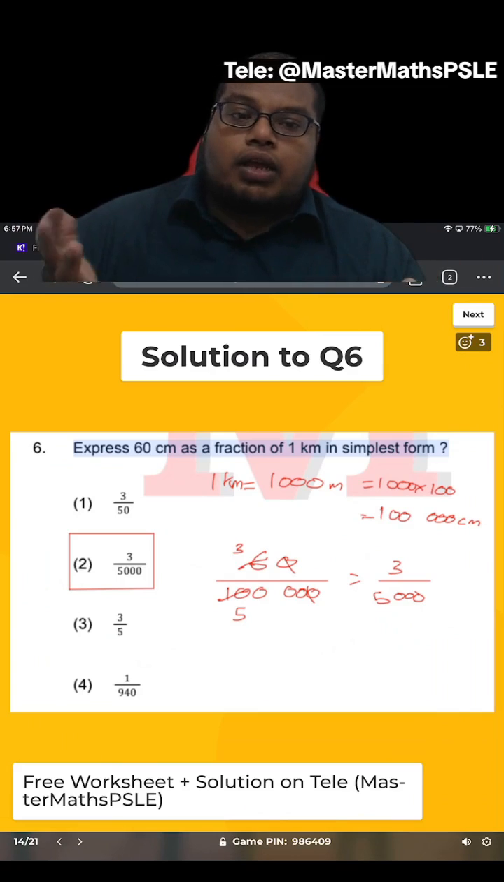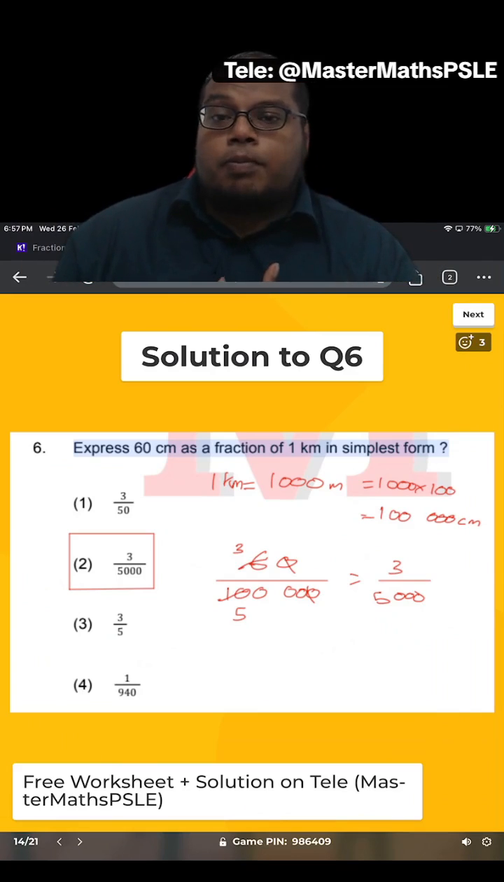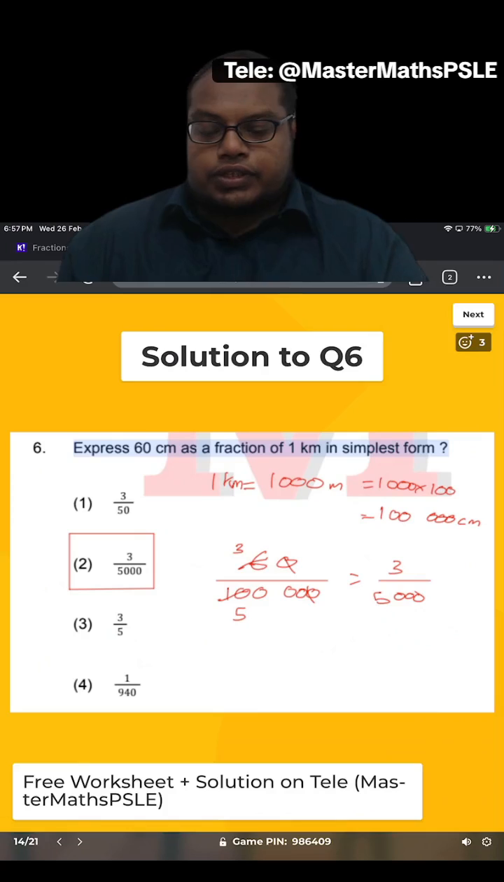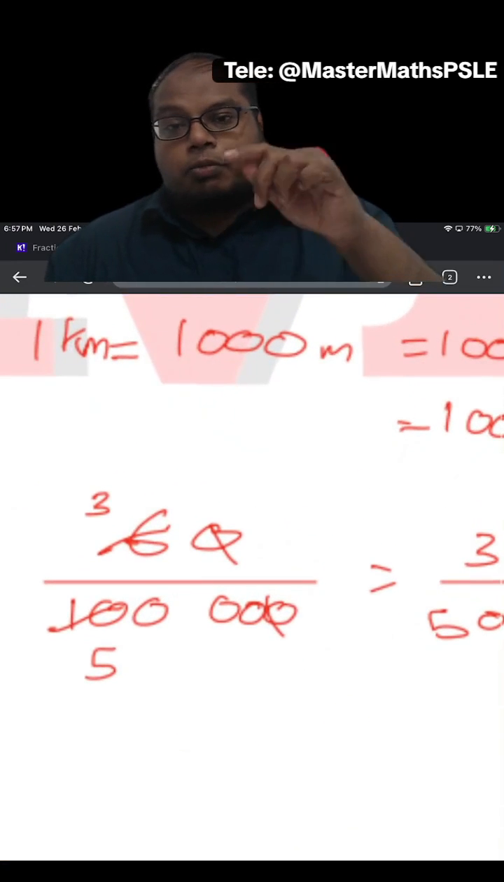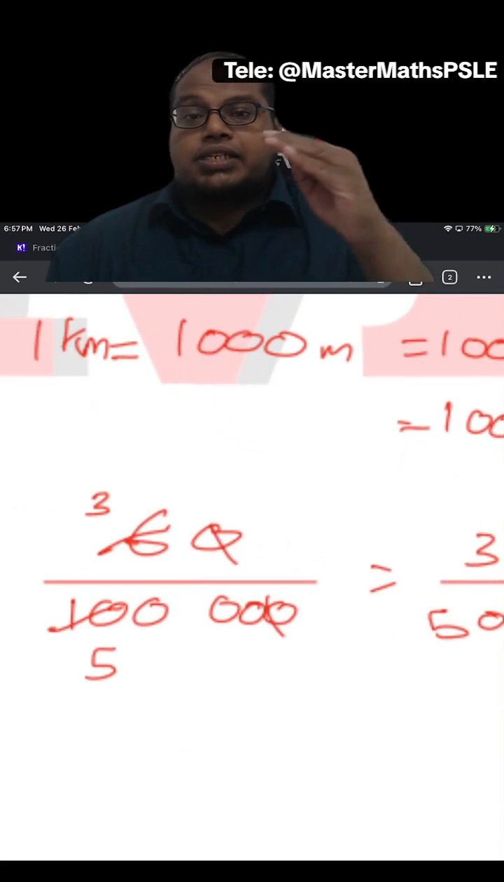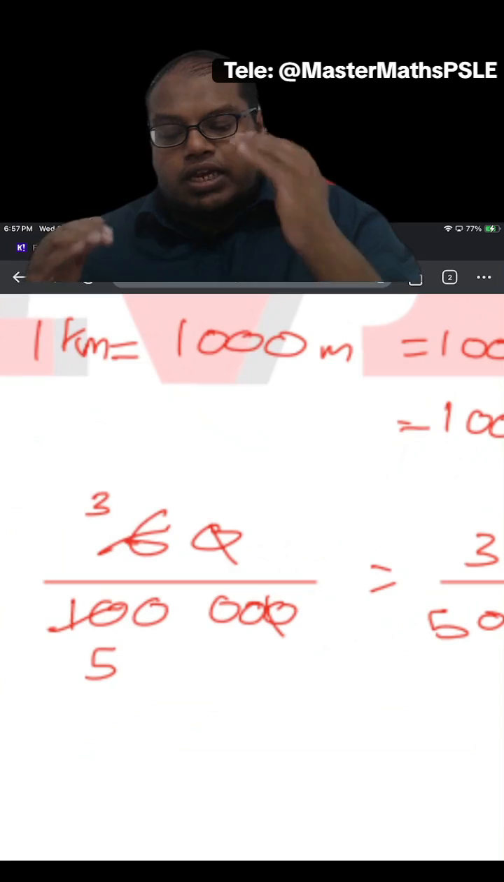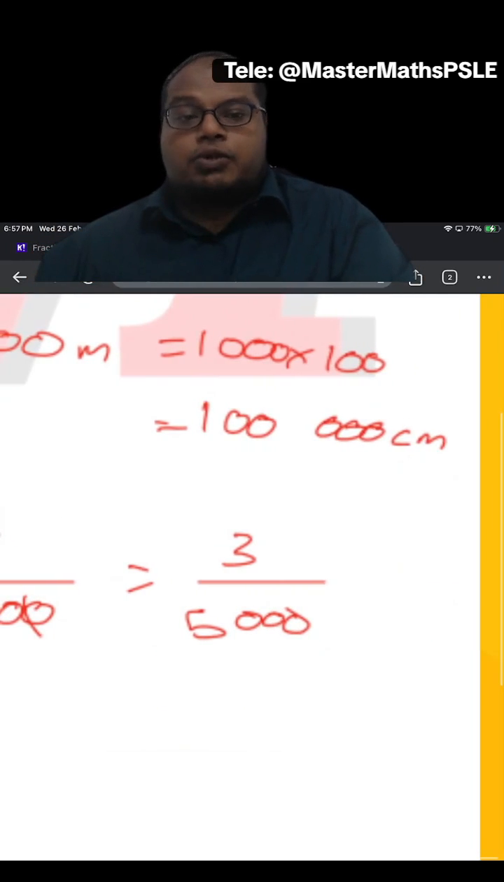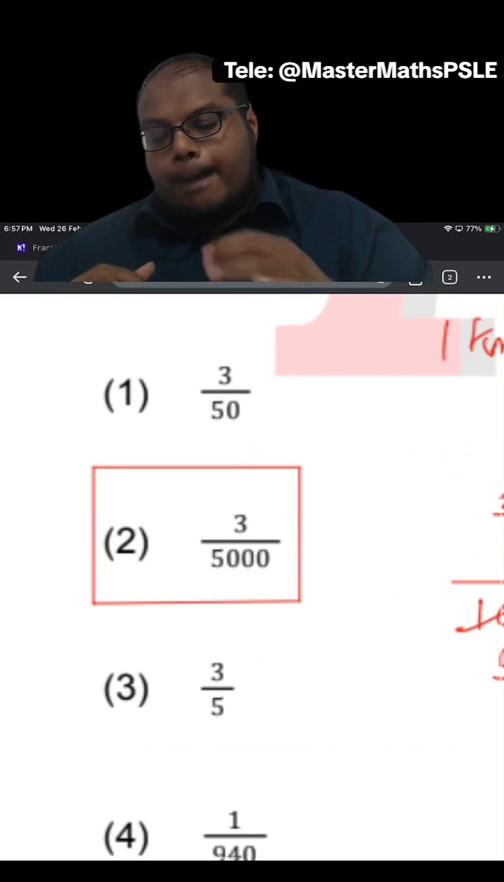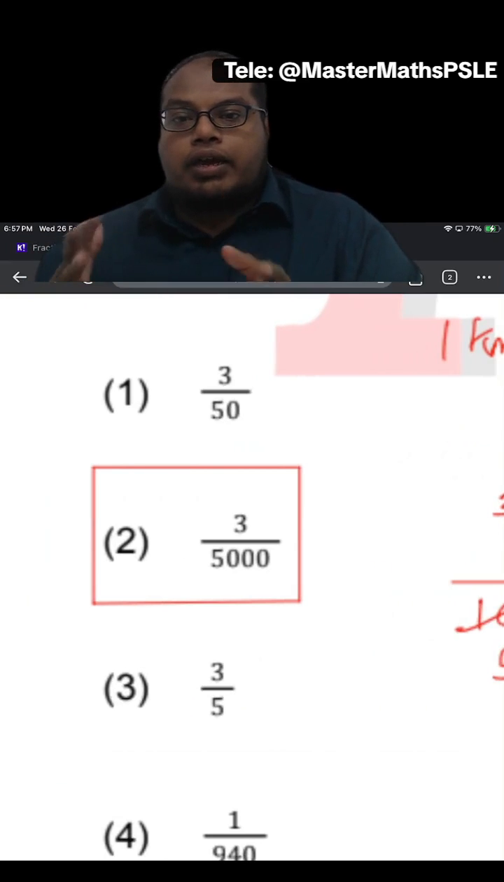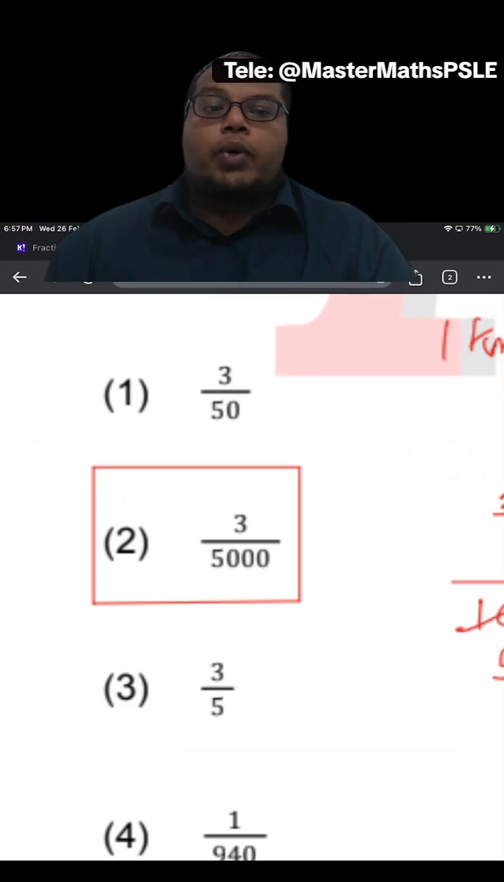How can we put it to simplest form? We can cancel 1 zero and 1 zero first. So I take out 1 zero from the top and bottom. The 6 and the 10 at the back, you can divide by 2. So it's 3 over 5,000. That's why the answer is blue and not red, the answer is number 2 and not number 1.